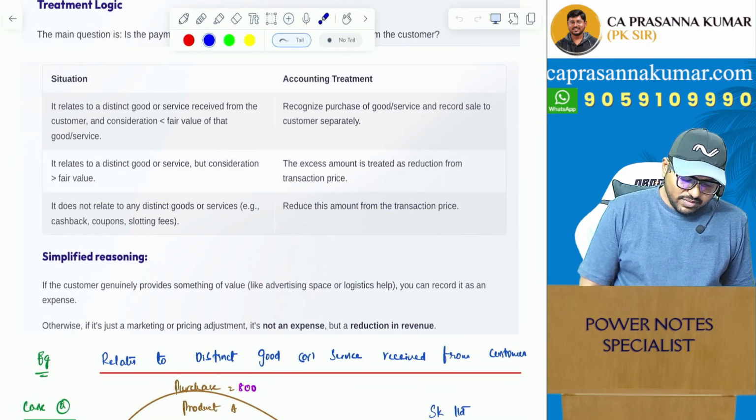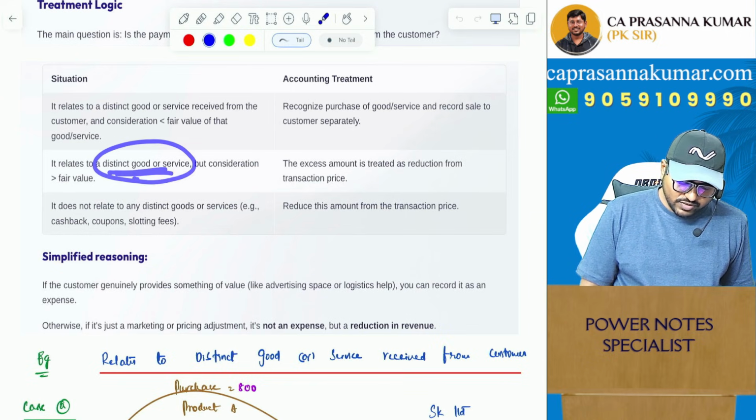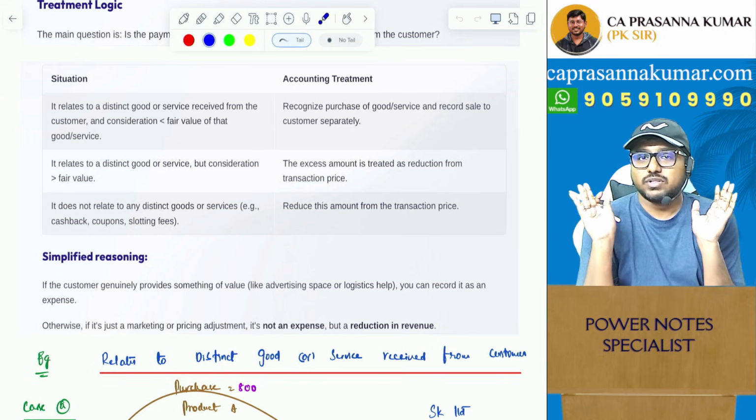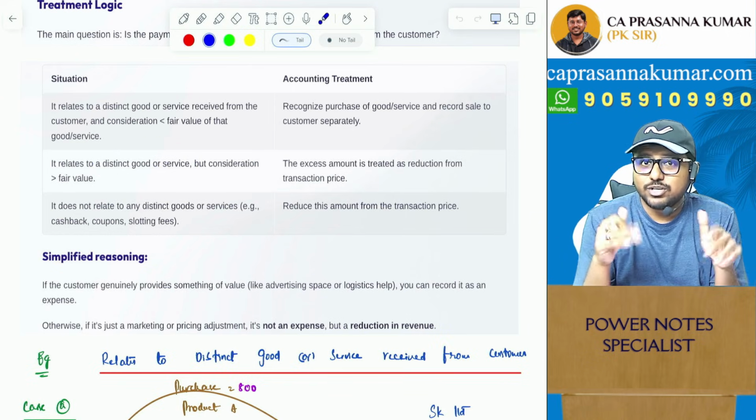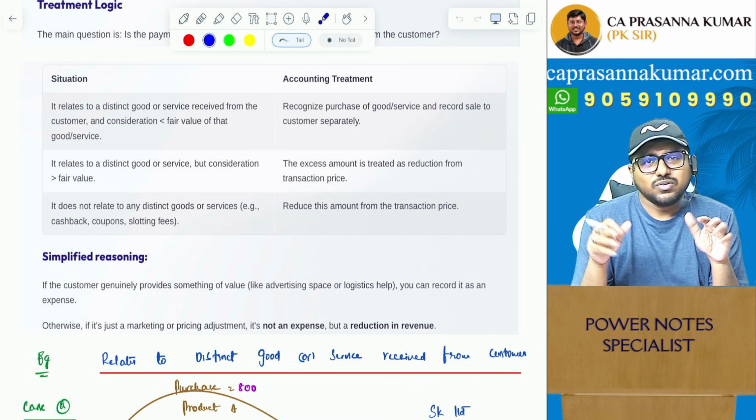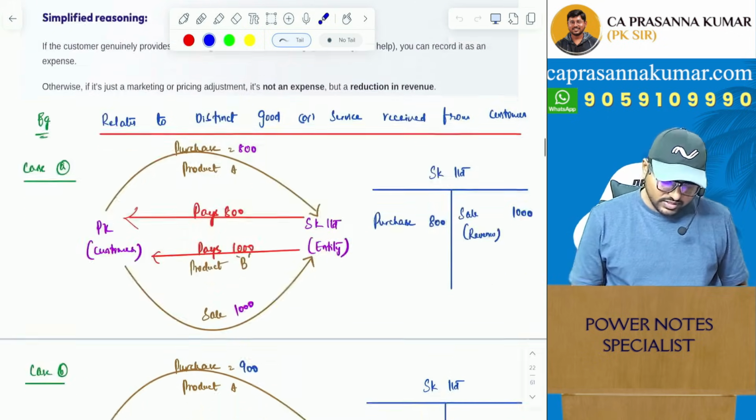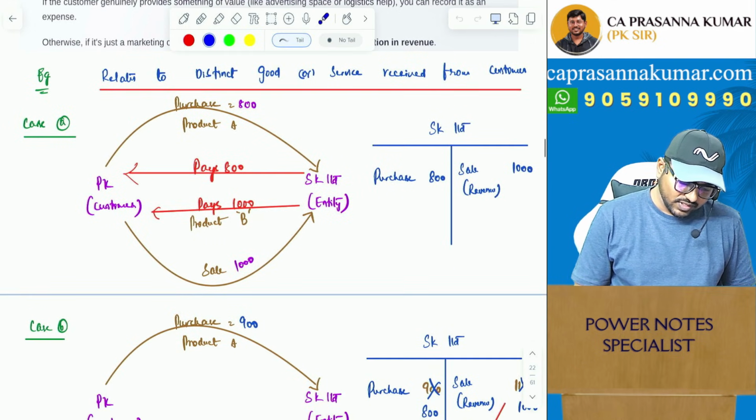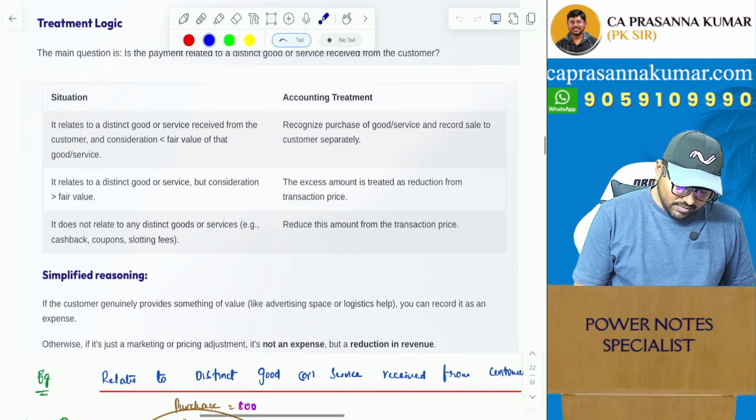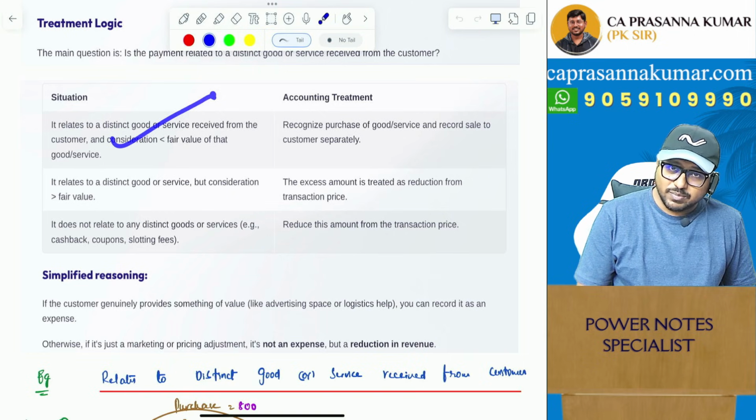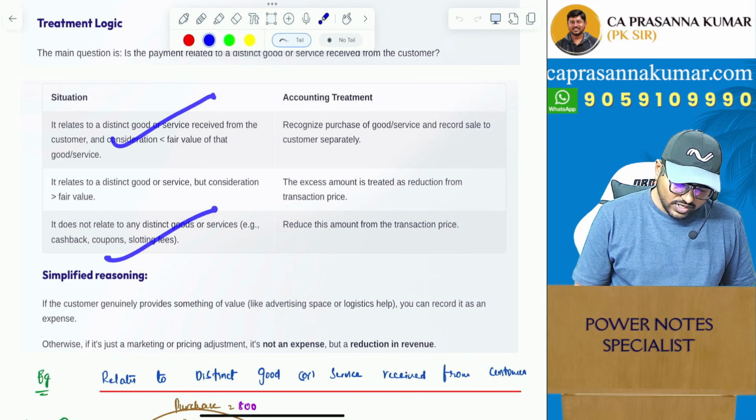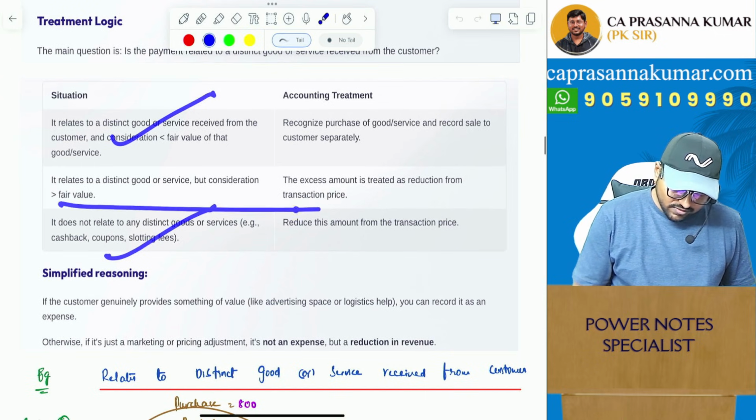What is that? Sometimes, if it relates to a distinct good or service, but consideration is not on par with fair value, they are trying to manipulate. In that case, what you will do? You will just reduce that, whatever the manipulation that they have done. For example, see this example, you will understand the manipulation. Already I gave you example for distinct good or service, which is separate advertising LED TV, and I gave you example for not a distinct good or service, which is slotting fee, which we'll see again. For this, I'll give you example.